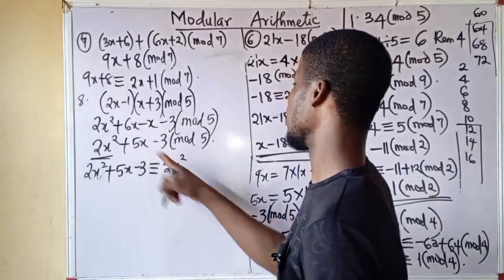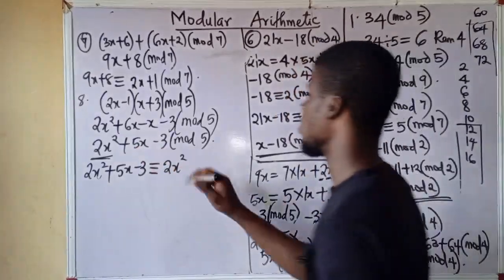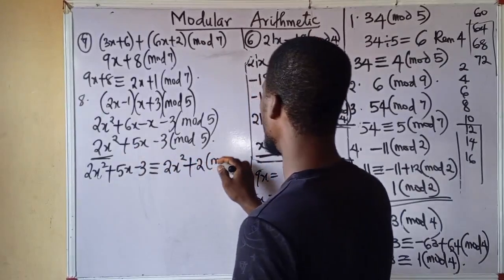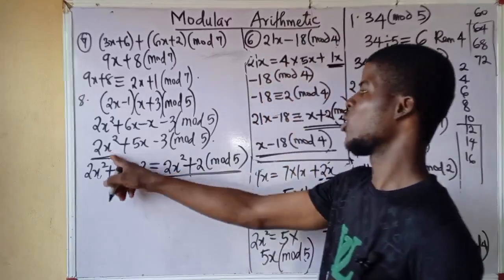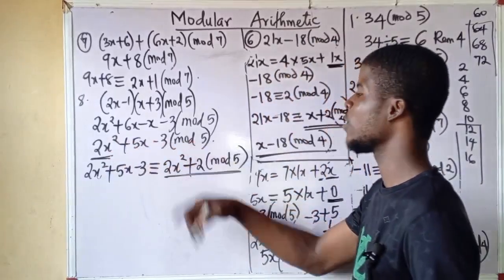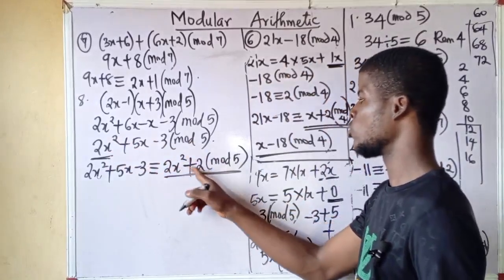So, we got 0 here, and here we are getting 2. So I'll add this 2 modulo 5. This is the result. So 2x squared plus 5x minus 3 modulo 5 is congruent to 2x squared plus 2 modulo 5.